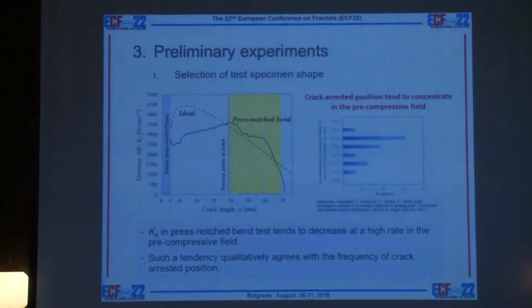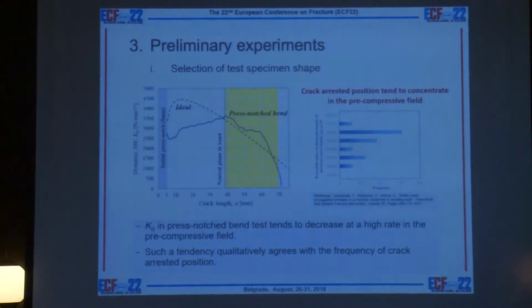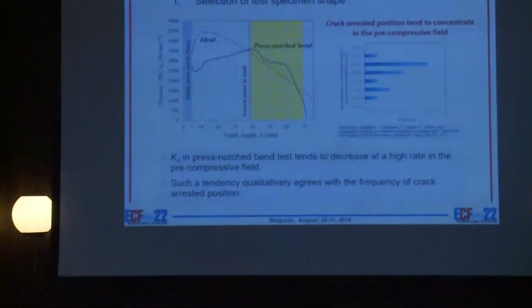That is why, this is a conventional press notch bend test. This is a KD transition of the conventional press notch bend test. This KD in the press notch bend test is increasing in the bottom of the specimen. So in this area, the brittle crack is not likely to be arrested. So in the new simplified evaluation method, KD tends to decrease monotonously in the specimen.